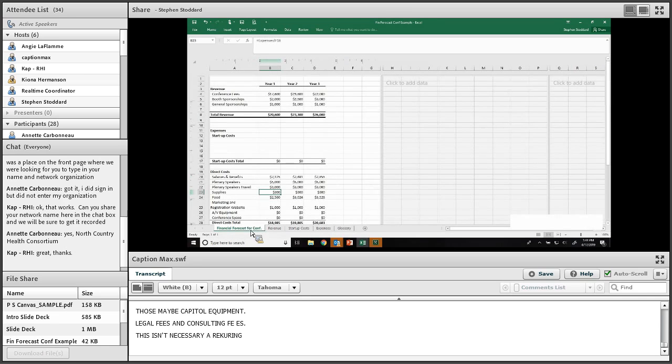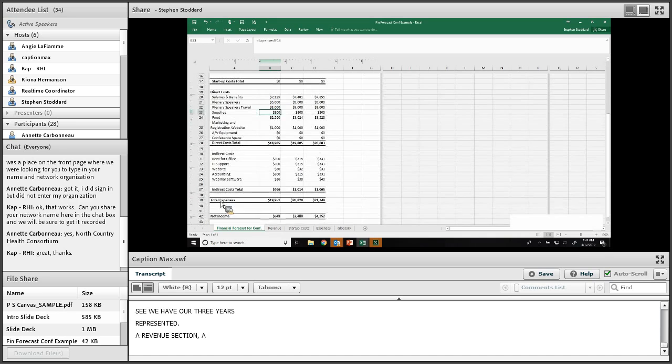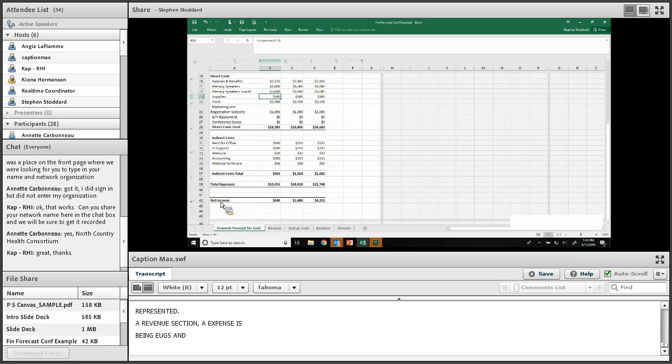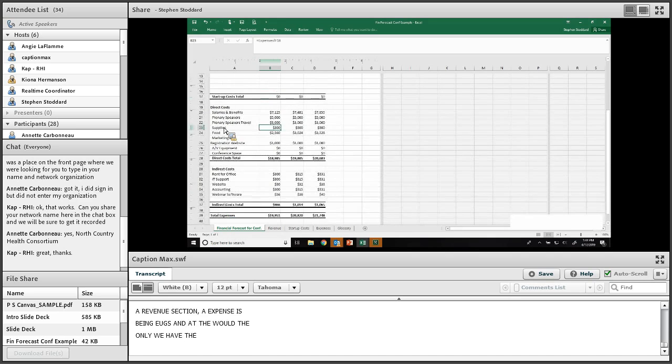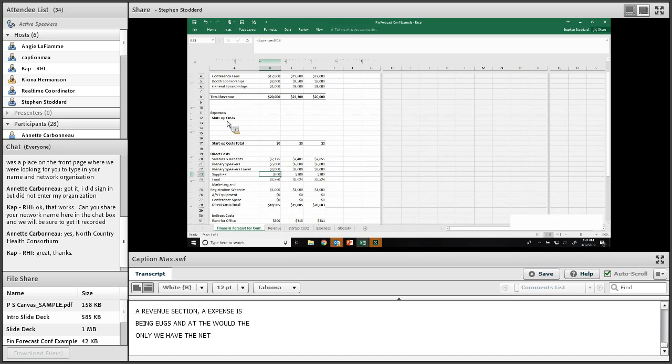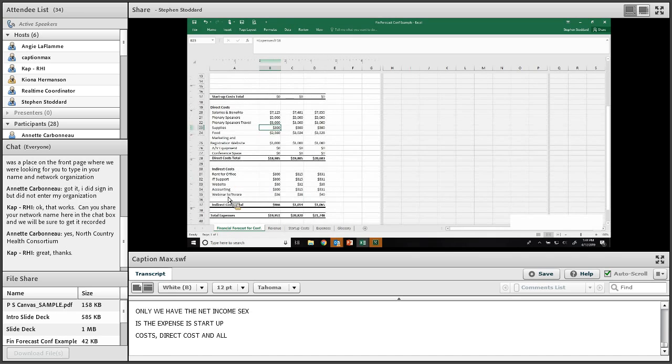The last definition is startup costs, and those costs include the one-time costs that are incurred during the development of your product or service. And so those might be capital equipment, they might be things like legal fees, consulting fees, software, those types of things that you need to have in place to even start your product or service. But it's not necessarily a recurring regular cost.